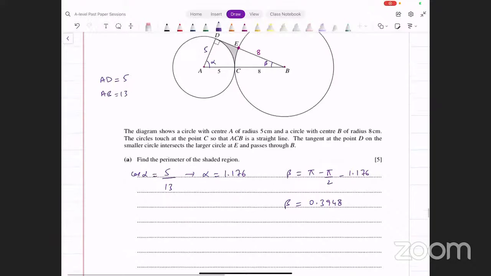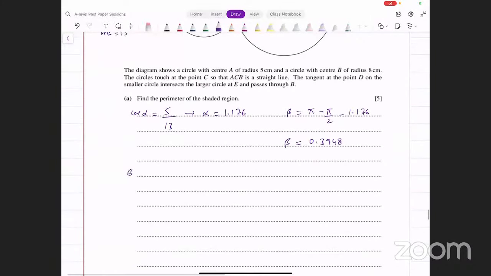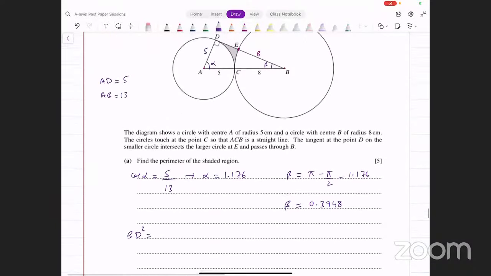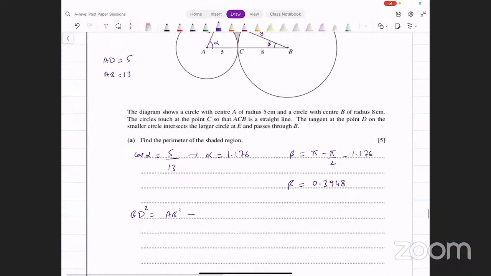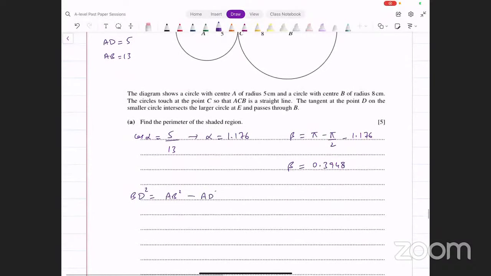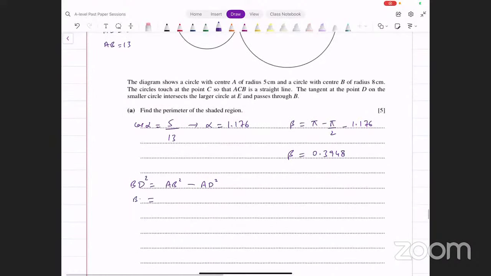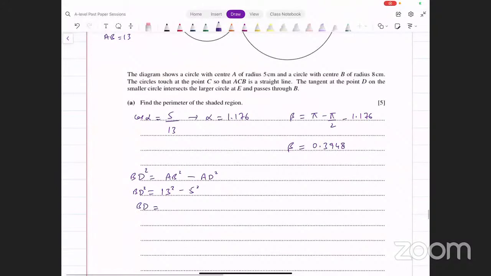हम DB find कर सकते हैं. Total length BD. BD find कर लें. What's that? That is going to be BD square equals hypotenuse square, which is AB square minus AD square. This is Pythagoras, right? BD square is equal to 13 का square minus 5 का square. यहाँ से BD मेरे पास आ जाएगा. I think it's going to be 12, right? 144 हो जाएगा और उसका square root, that's 12. BD की value 12 आ गई.